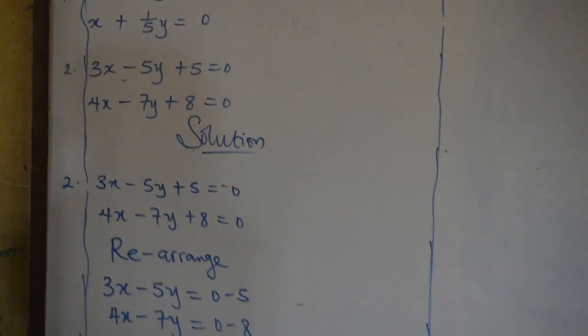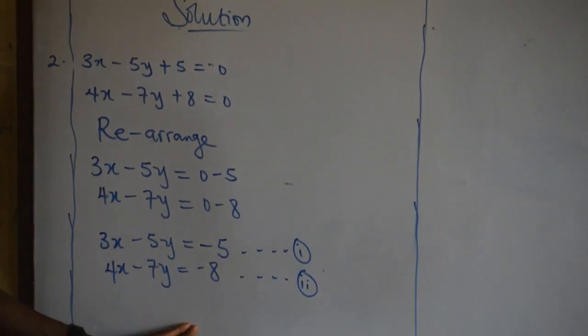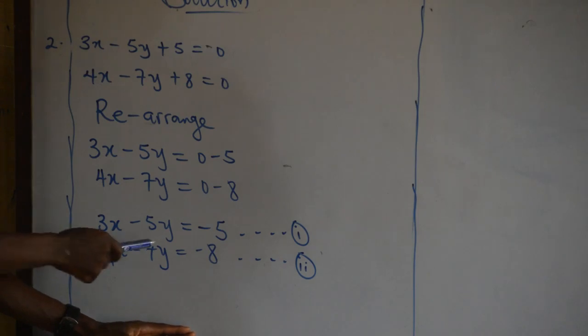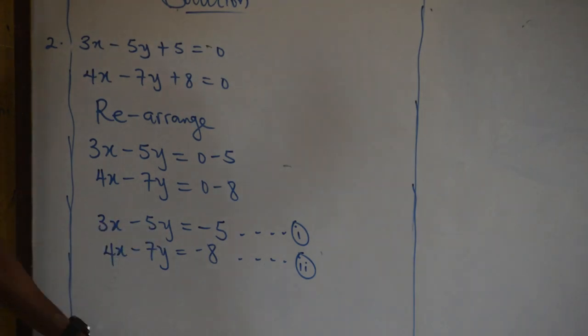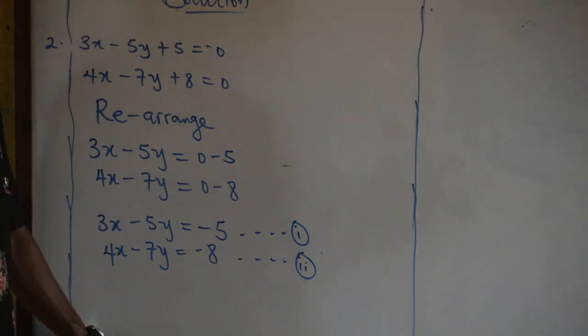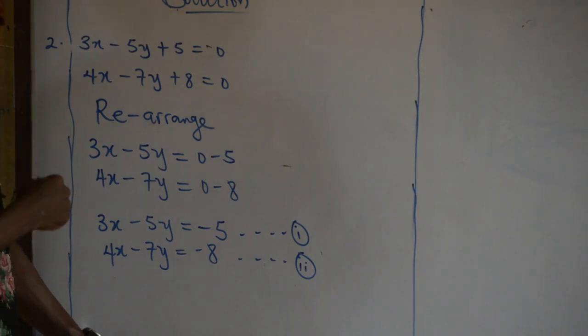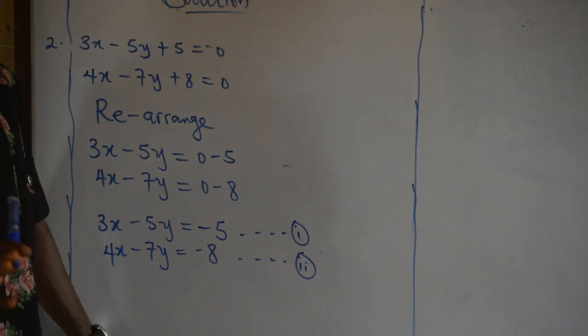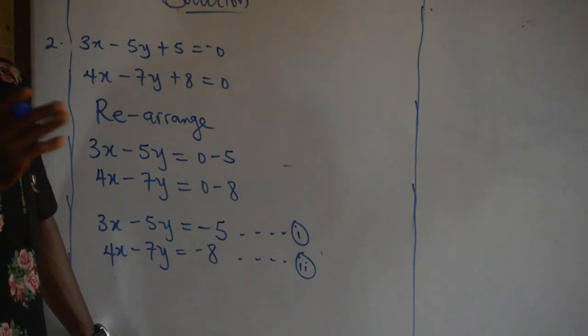So the next thing we need to do now is very simple. From our equation 1 and equation 2, when you consider the values of x, the x here is having 3 and 4, the y is having 5 and 7. Both variables, they are not having the same coefficients. 3 and 4 are not the same, 5 and 7 are not the same. So you can choose any letter of your choice, the one that you want to make the same.